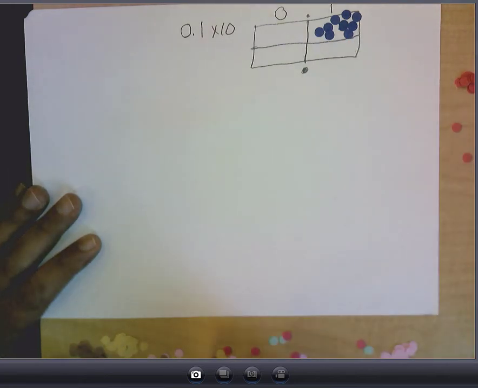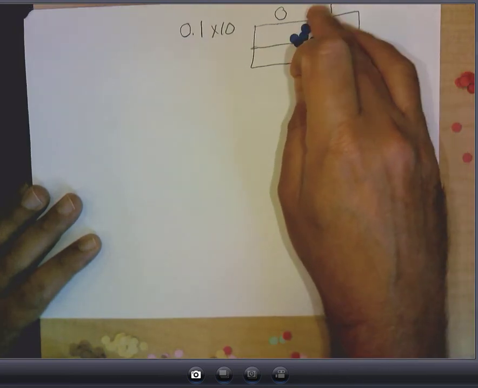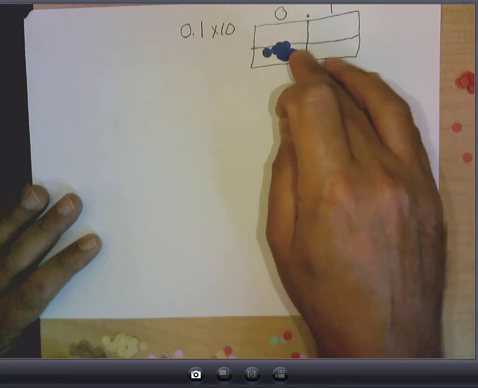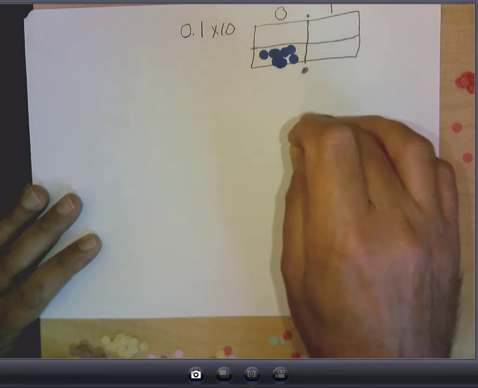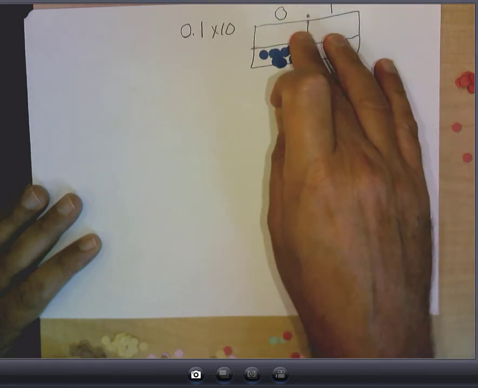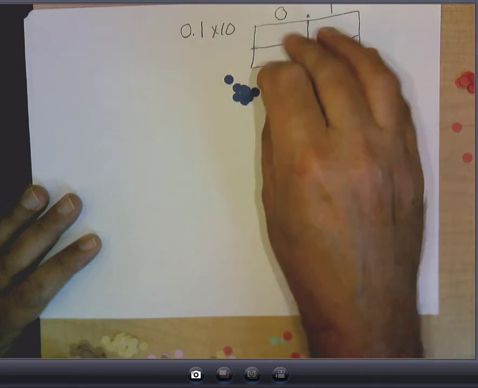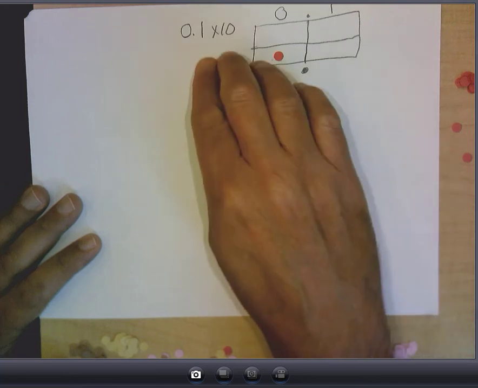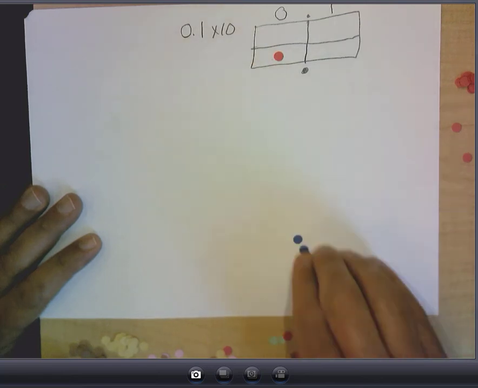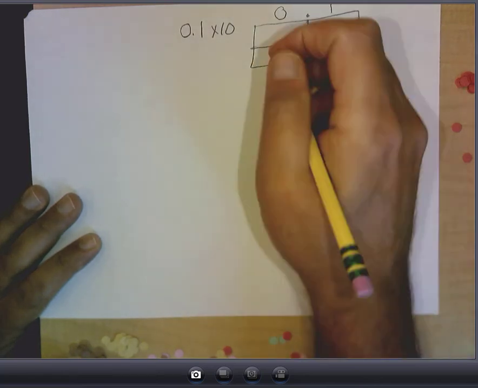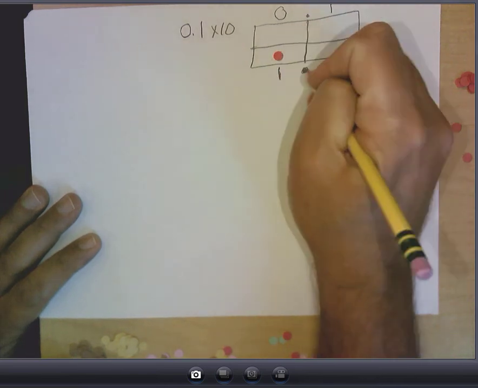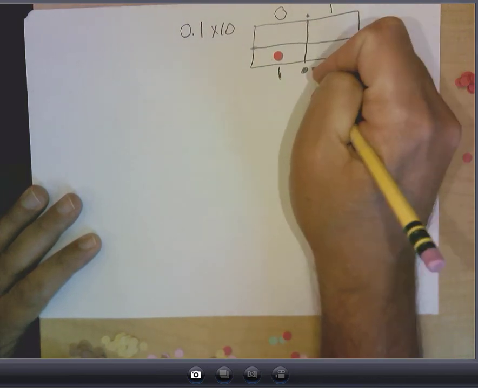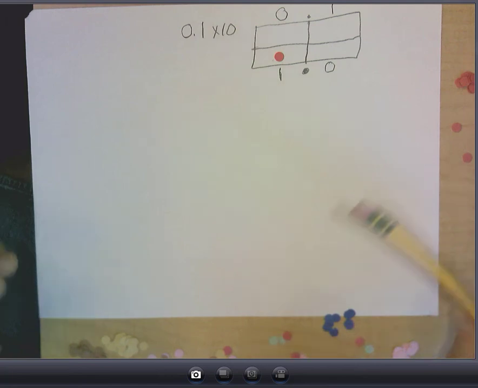So what happens is now all of these move over here, and just like magic, they become 1. So 1 red dot equals 10 blue dots. And then our new number is 1. You can add the other 0 if you want to. Okay, we get a better idea of how this works?